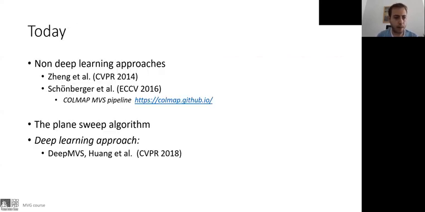Today we'll talk about non-deep learning approaches first: Zheng et al.'s method and Schönberger et al.'s method, which is the method that the COLMAP MVS pipeline is based on. We'll talk about it later, and then we will review the plane sweep algorithm and show a deep learning approach that uses this plane sweep approach.